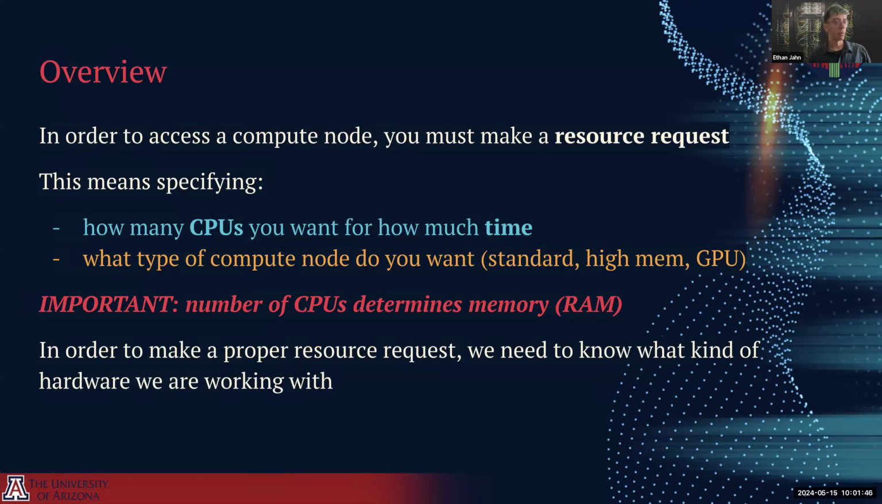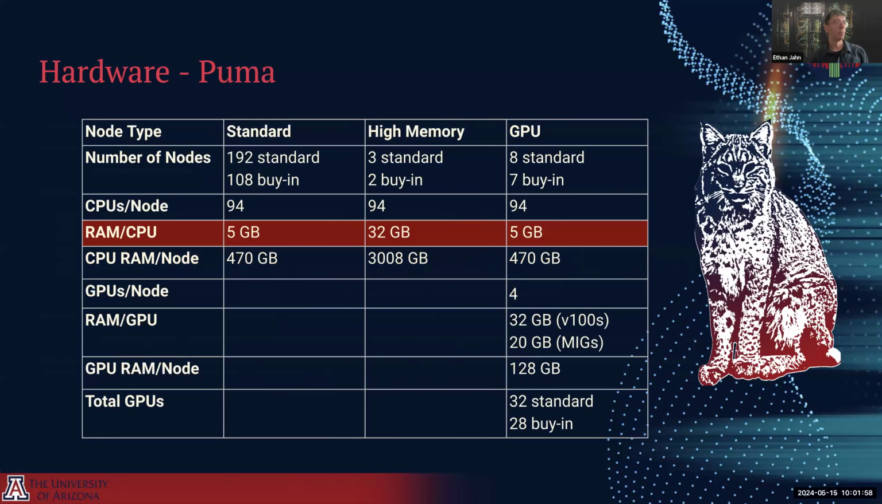In order to make a proper resource request, we need to know what kind of hardware we're working with. So let's go through the hardware that's available on the different clusters. On Puma, I've highlighted the row here that you'll probably need the most. I will also point out the one above that, CPUs per node.